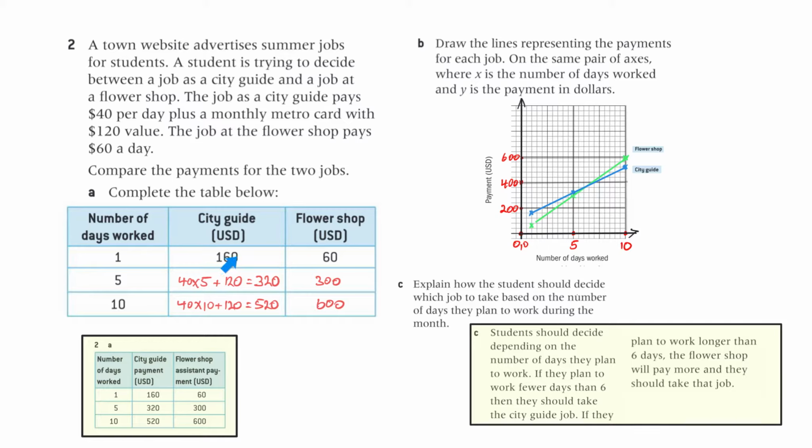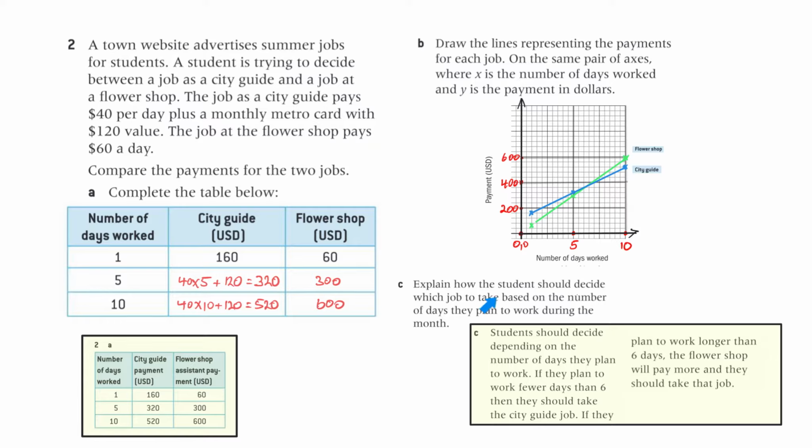I just plotted these points here. So we've got 1 and 160 for the city guide, so that's 1 and 160 here. I just plotted these points: 1 and 160, 5 and 320, 10 and 520, plotted that one. And then the flower shop: 1 and 60, 5 and 300, and 10 and 600.